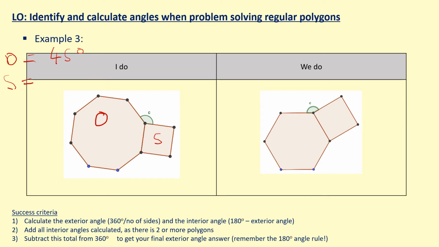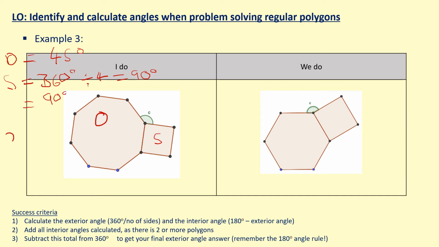So let's do 360. Sorry guys, my pen decides to draw properly. 360 divided by 4. Okay, so that's going to be 90 degrees. Subtract that from 180. 180 take 90 equals 90 degrees.